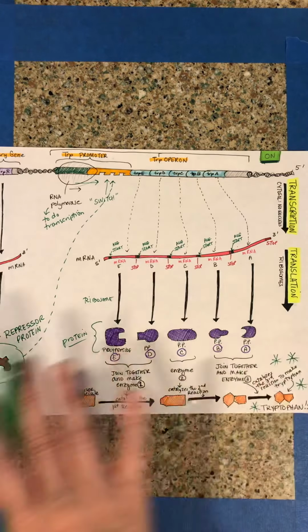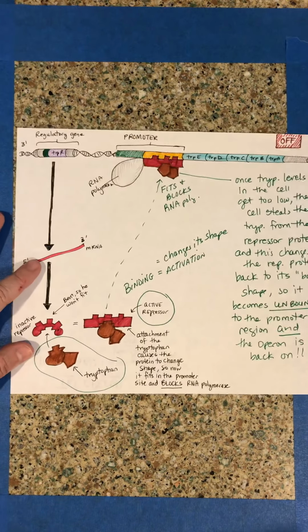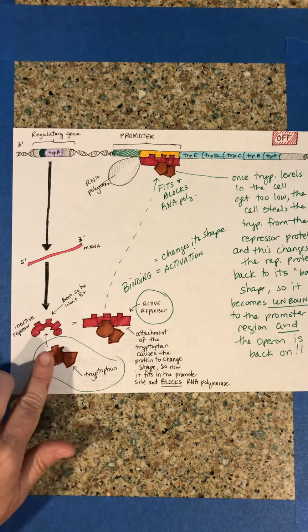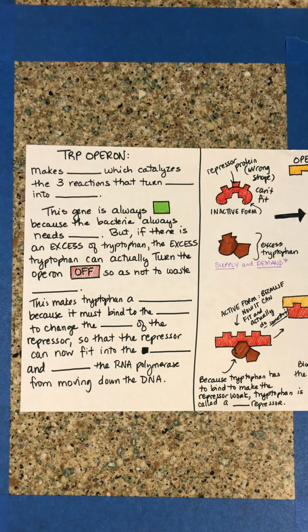So it'll make tryptophan and make tryptophan and make tryptophan. But then, with too much tryptophan, it can turn itself off by binding. So it actually regulates itself. When there's too much of it, it can turn itself off. And when there's not enough of it, it can turn itself on.